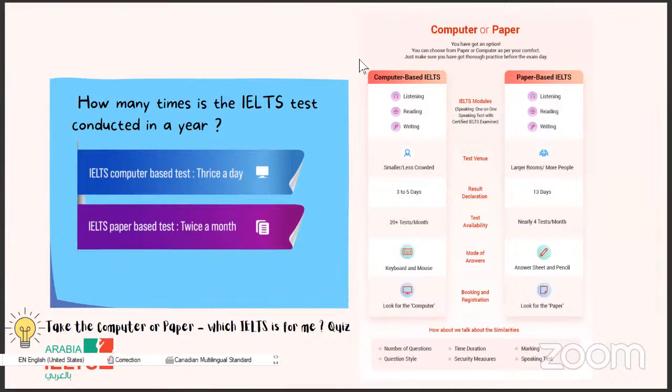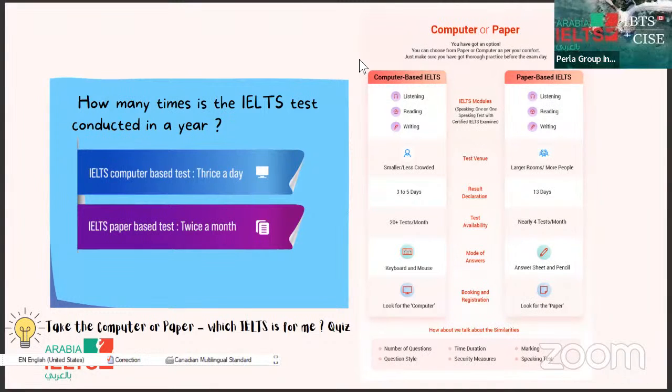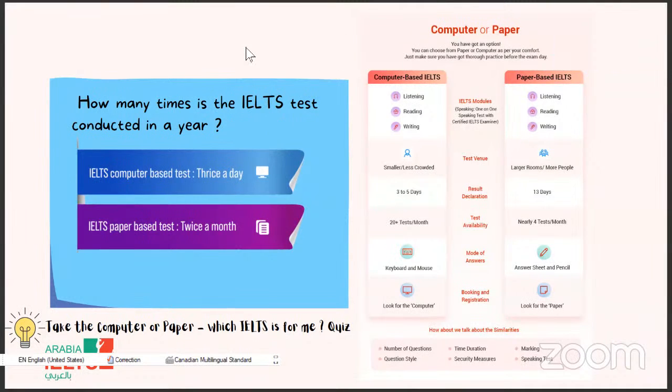The results are in 3 to 5 days when it comes to a computerized IELTS, and the other will take about 2 weeks maximum. Okay.